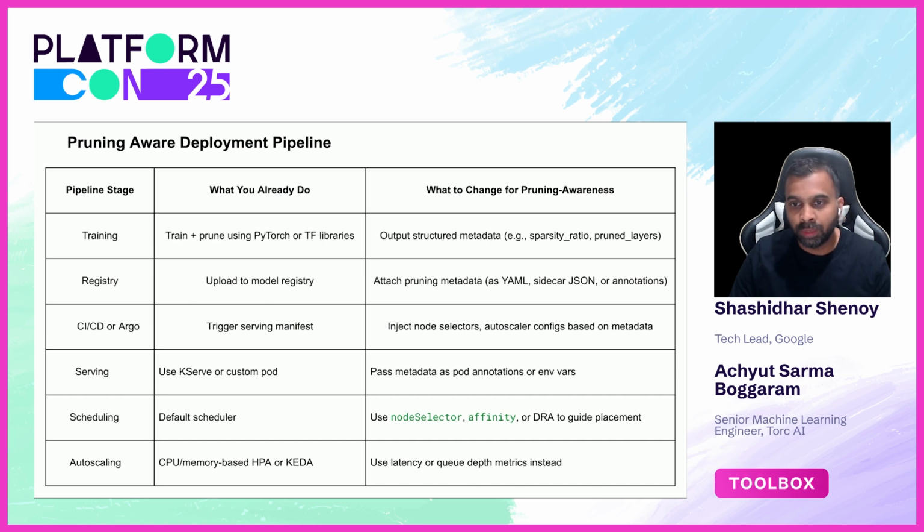Okay, so in this slide, we will use the previous slide as an example, and see what are the different changes that we need to make. The key guiding principle is that we want to keep the changes minimal, but at the same time see how we can pass different signals, in this case, for example, sparsity ratio, through different aspects like the orchestration layer, the scaling layer, and so on and so forth, so that we make our existing systems pruning aware.